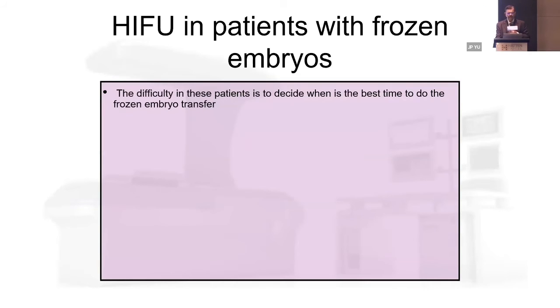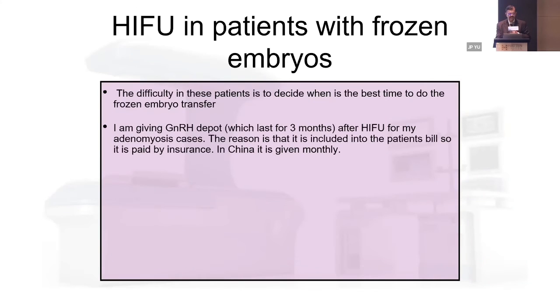So for HIFU patients with frozen embryos, the difficulty is to decide when is the best time to do their frozen embryo transfer. I've asked Chongqing to give me an answer, but everybody is not very sure. Everybody is sure about when to put in the Mirena, but not when to do the embryo transfer. So in my practice, I'm giving GnRH analog for every patient who has adenomyosis treatment, for 3 months. The reason why I give it for 3 months is that it's included in my insurance bill. I know in China, they're giving it monthly.